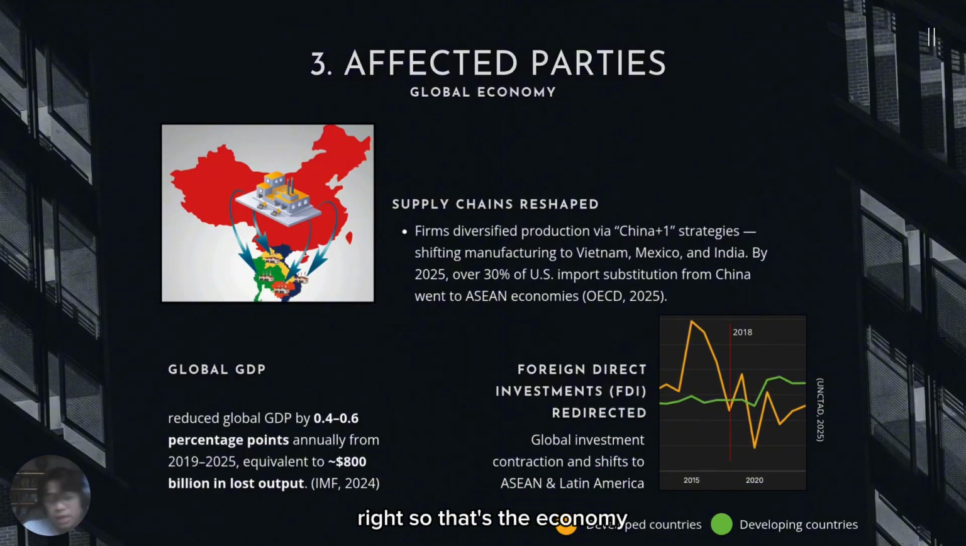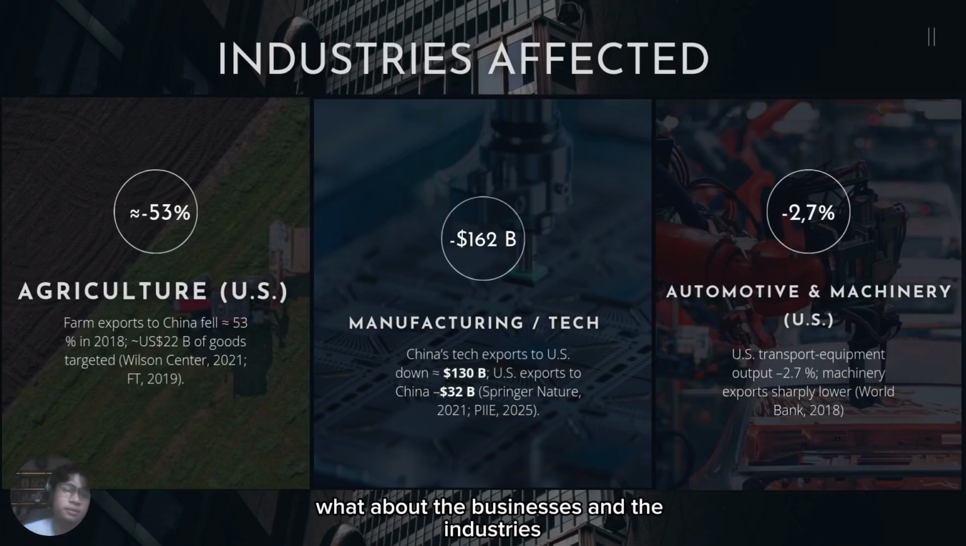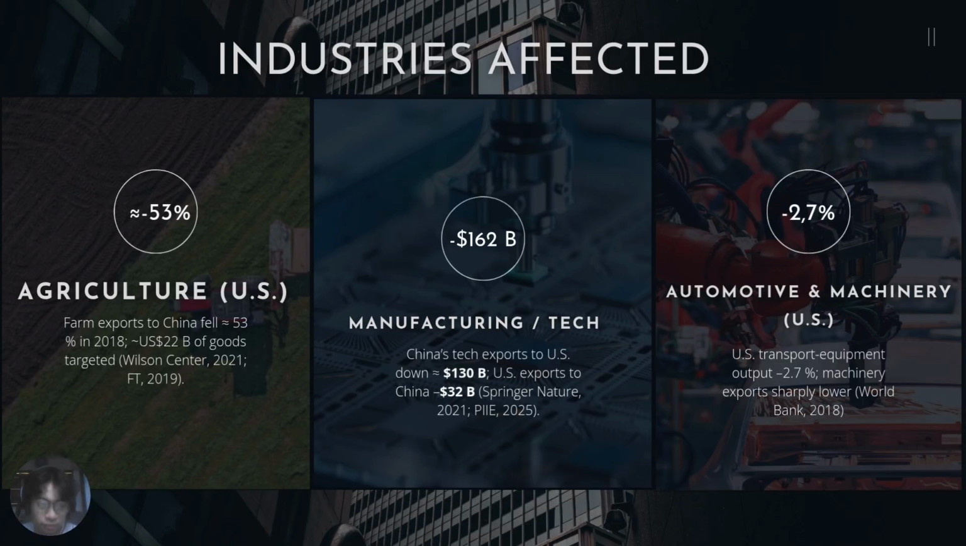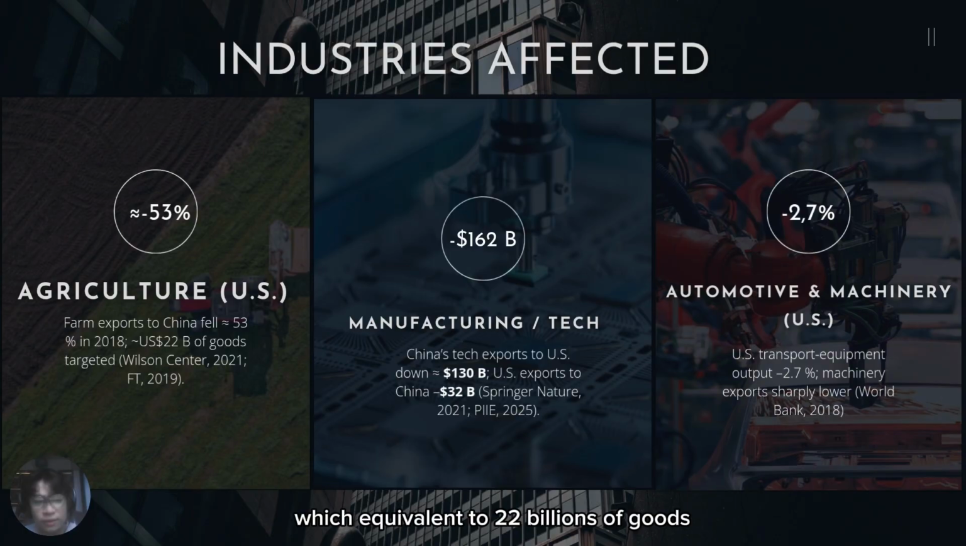Right, so that's the economy. What about the businesses and the industries? So first we have agriculture in the US. Farm exports to China fell about 53% in 2018, which is equivalent to 22 billion of goods targeted.